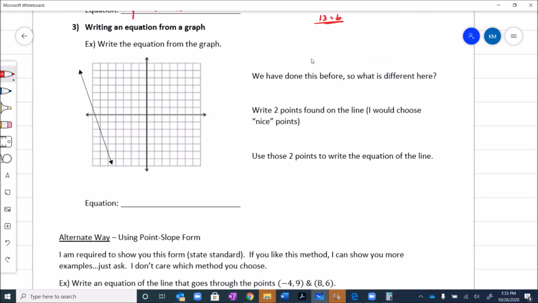So what we're going to have to do is find 2 points and write it all out, basically like we did before. Why is this different? The y-intercept isn't seen, at least initially. Okay, so write 2 points that we found on the line. So let's find 2 points.